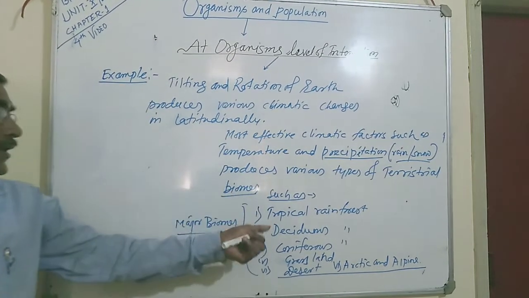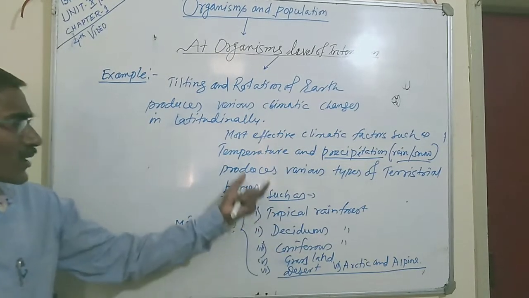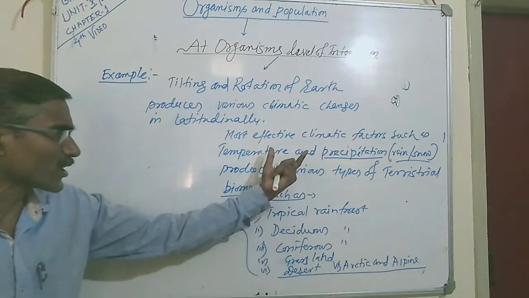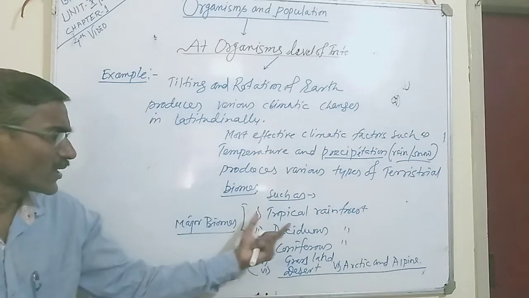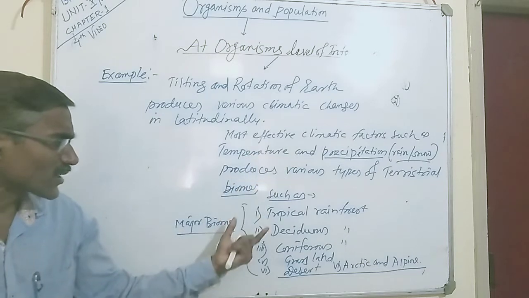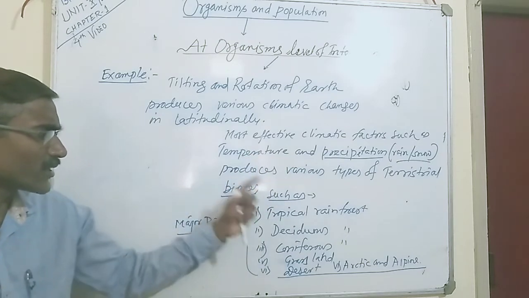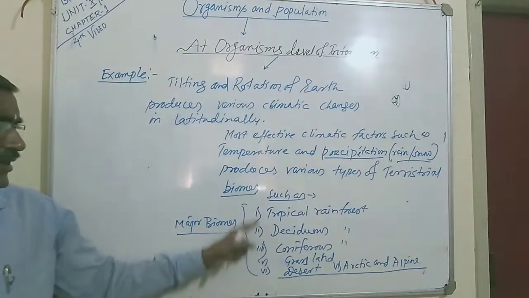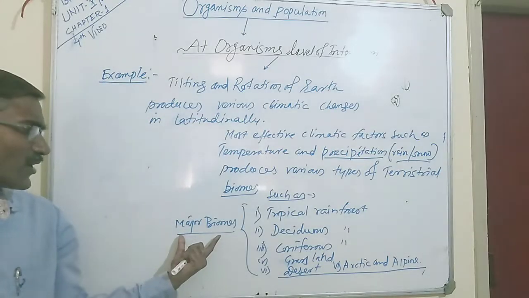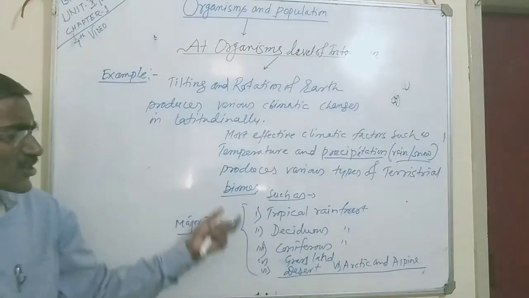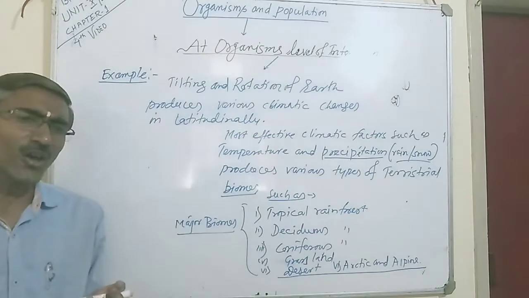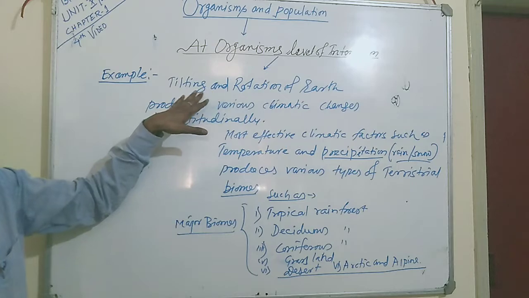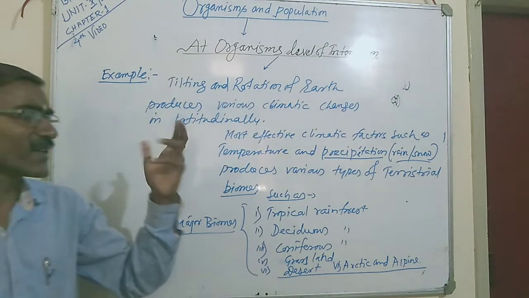So, why are there different major biomes? Because of different climatic factors, the temperature and precipitation. Due to these two factors, which differ latitudinally and change at different times, different types of terrestrial vegetation are created, and these are collectively called major biomes. This is due to the individual interaction at the organisms level. So this is a popular example, generated due to the tilting and rotation of the earth.